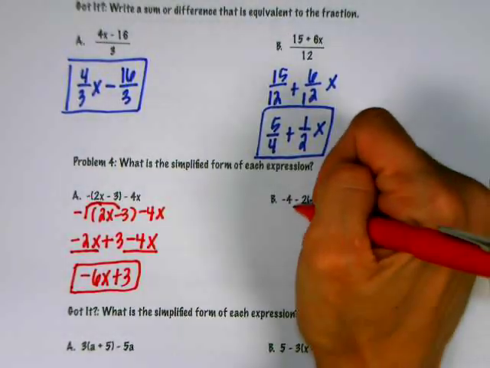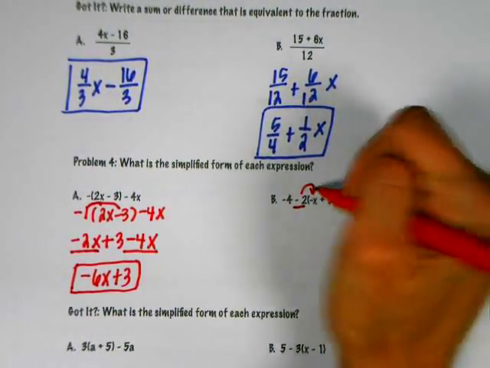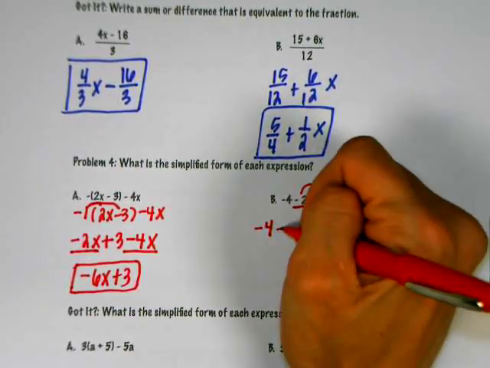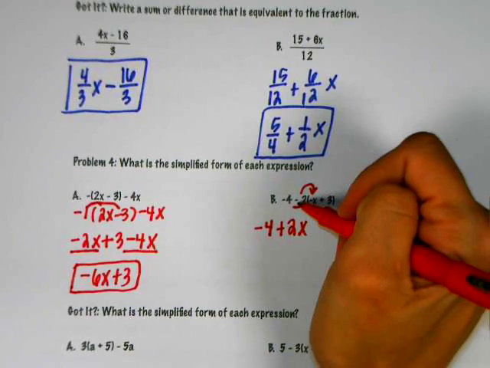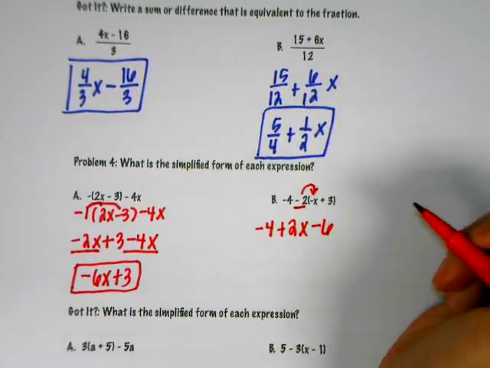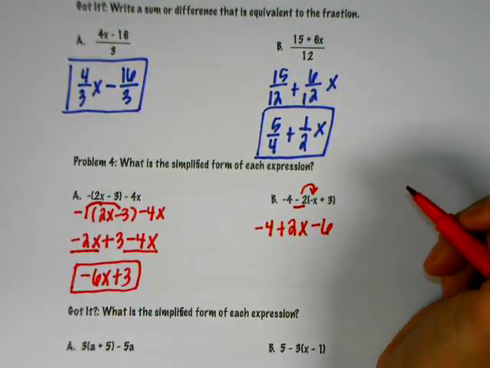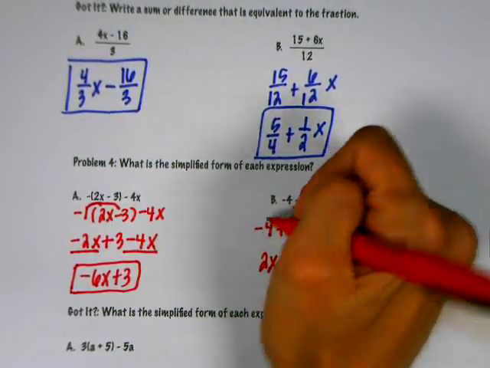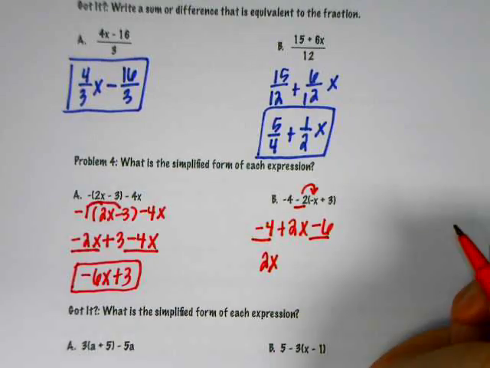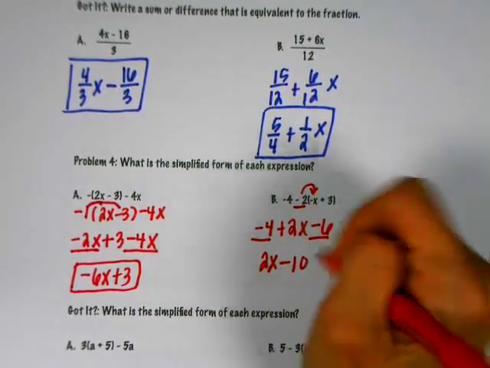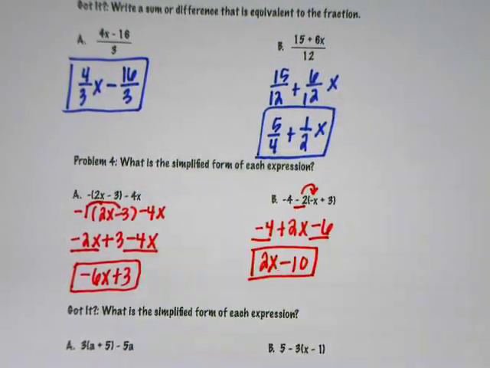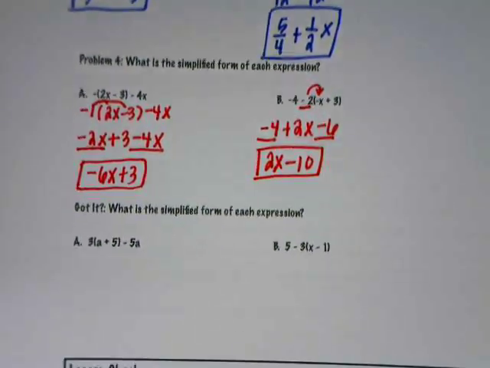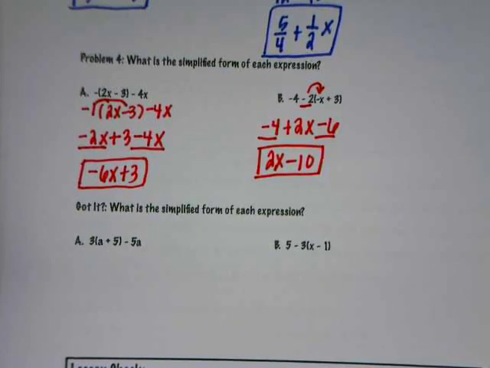On B, that -2 is what's being distributed. So bring down -4. -2 times -x is +2x. -2 times 3 is -6. And we tend to put whatever has the x first. So that 2x will keep, and then we have -4 and -6 that are like terms to make -10. And then pause the video and do the got it, and then come back to get it checked.